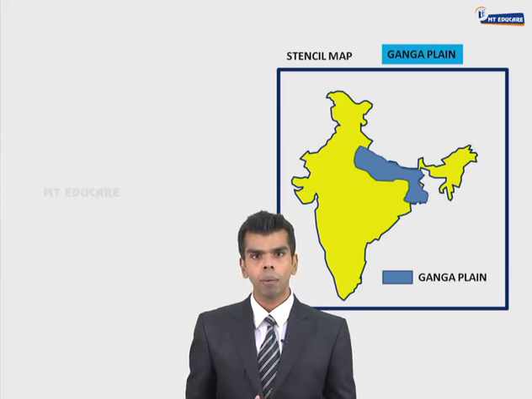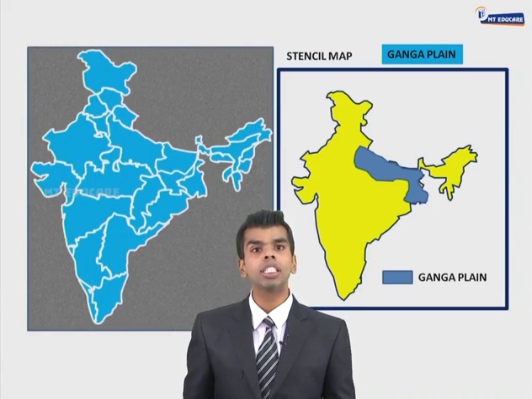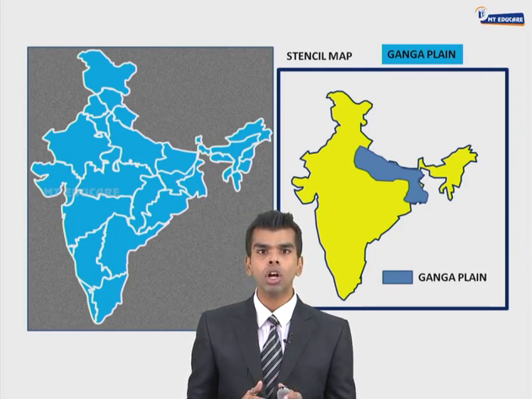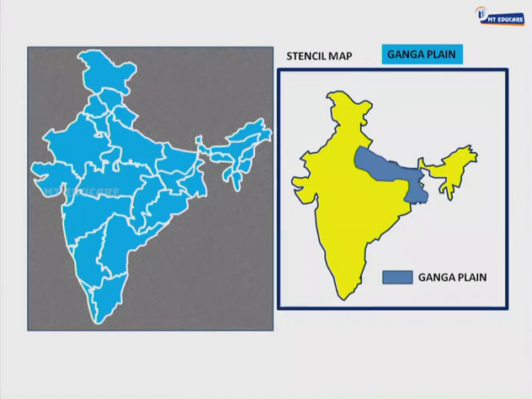you need not worry. As I told you earlier, in the board exam, already a political map is given to us to solve question number 3C. So referring to the map of question number 3C, we can draw the outline of UP, Bihar and West Bengal. That serves your purpose for the stencil.